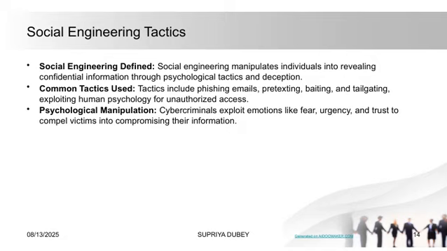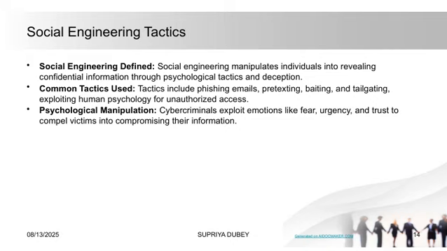Now, let's take a closer look at social engineering tactics. Social engineering, at its core, is about manipulating people into revealing confidential information. It relies on psychological tricks and deception to achieve its goals. These tactics can be quite convincing because they exploit human nature rather than technical vulnerabilities.